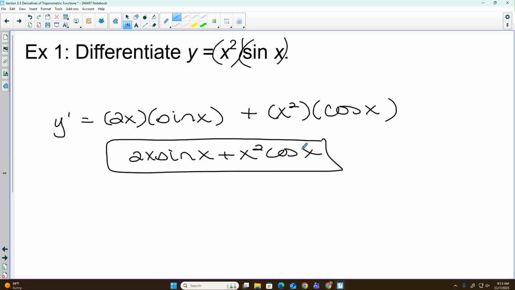Unlike with polynomials, these derivatives typically get uglier the more that you do, because it doesn't just go away. It gives you another trig function. So all of our previous laws are still true. We've just added to the list. Any questions there?